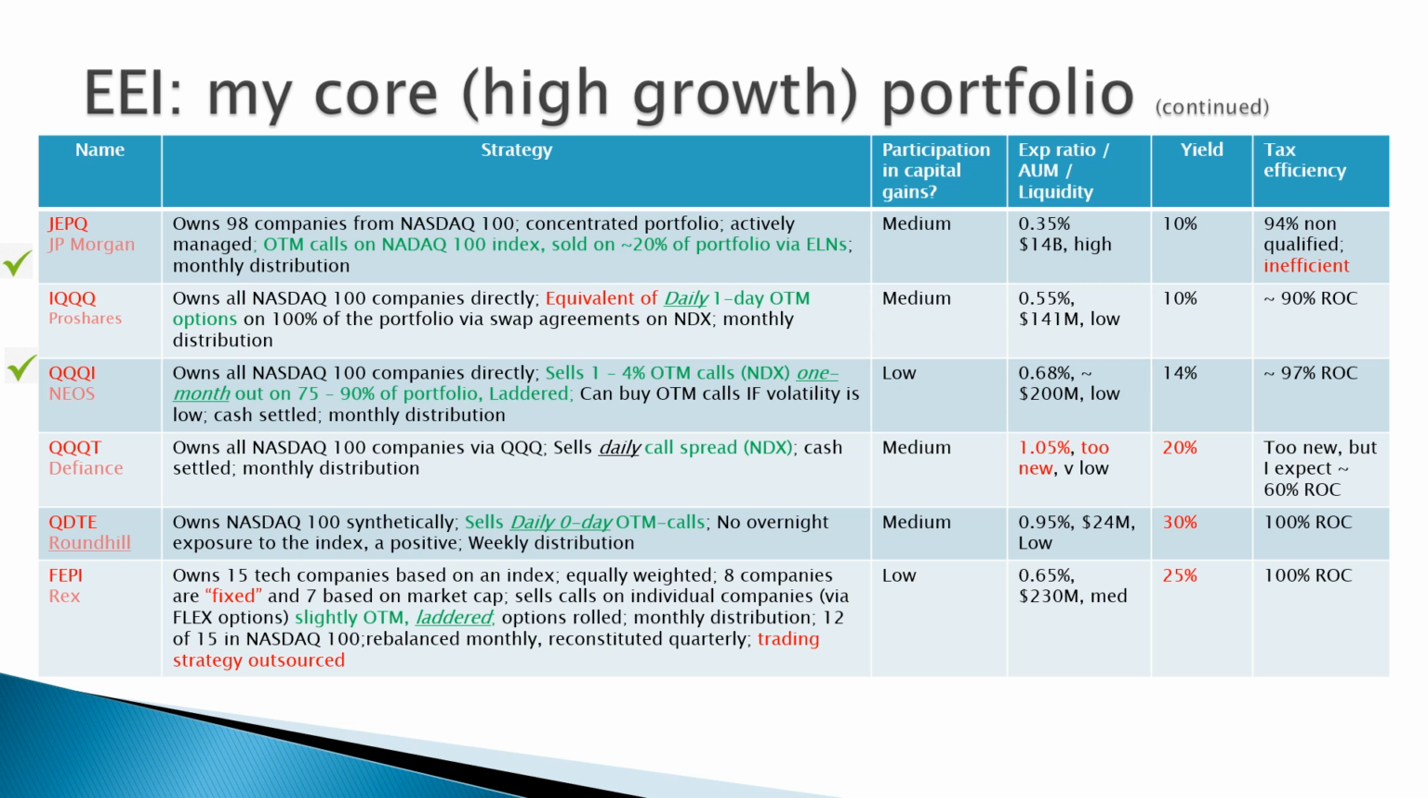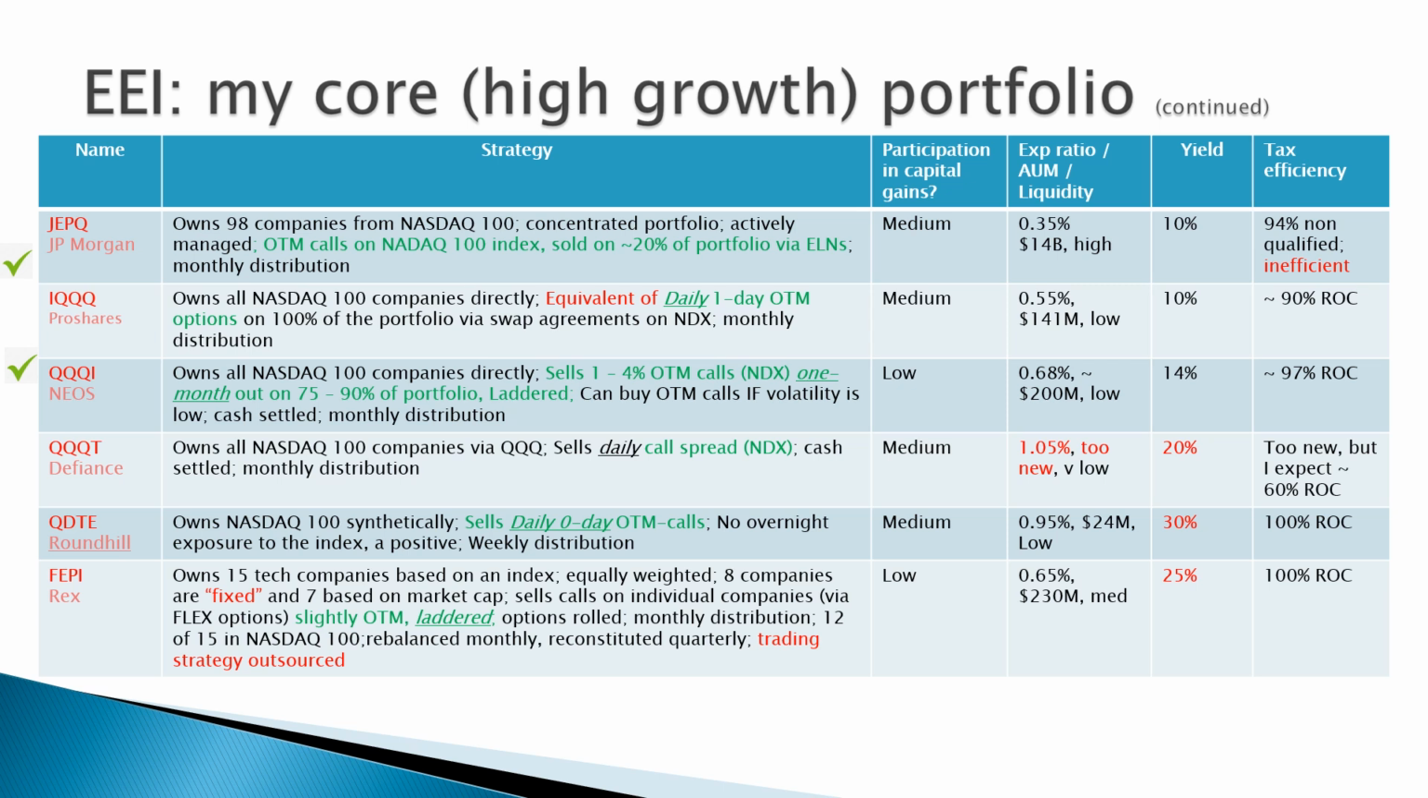JEPQ has clearly demonstrated that with their control over notional, that is, they don't sell anywhere near 100% of the portfolio. They don't put 100% of the portfolio in play. And with the active management, they seem to be able to thread the needle between net asset value increases and being able to generate income. I'm rating their participation in capital gains as medium, even though most covered call strategies, in my view, are typically low. It's highly liquid because it's large and getting larger by the day. The tax efficiency is very inefficient because most of it is non-qualified income, and so I own all of it in my tax deferred accounts.